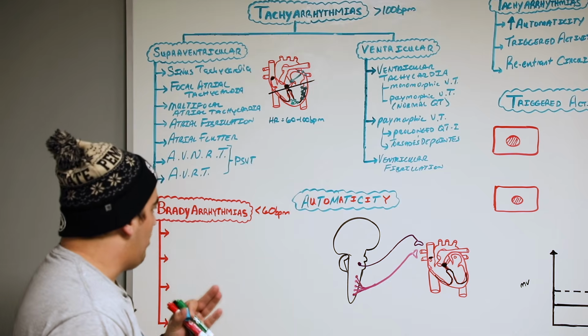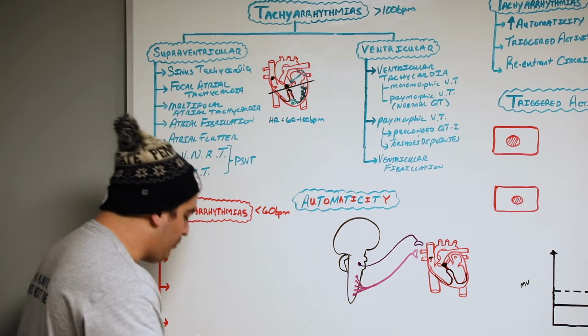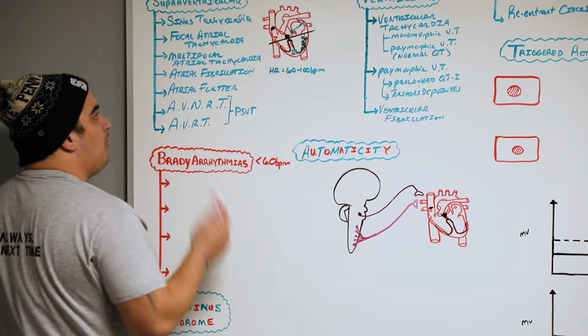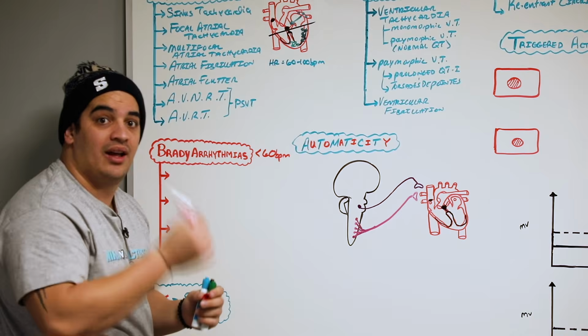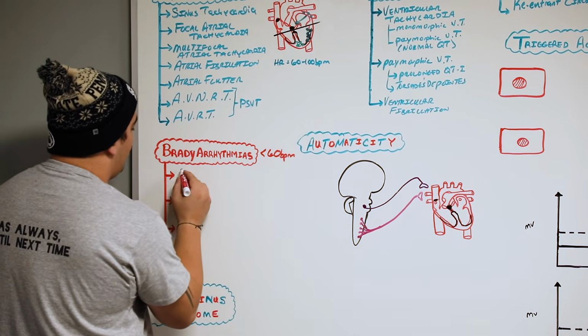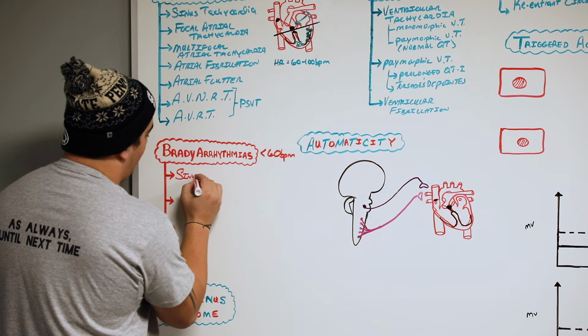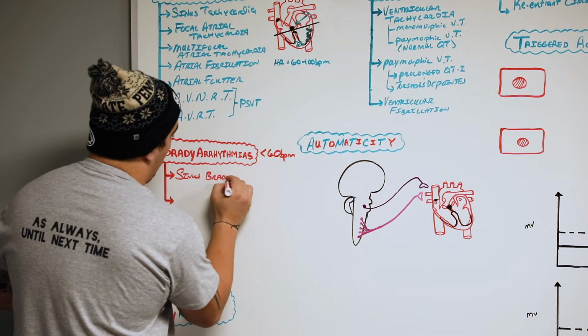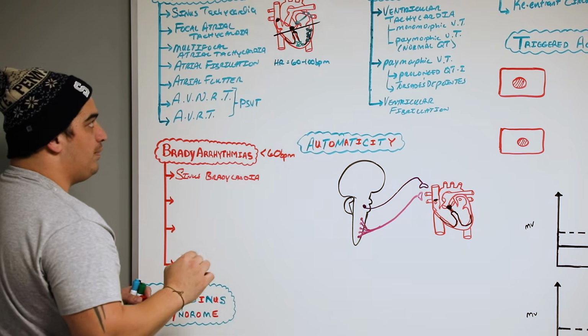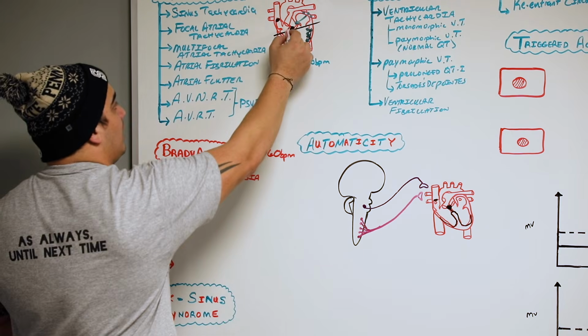The next thing we have to talk about is bradyarrhythmias. Bradyarrhythmias is you're going too slow. We already know that. But again, it could be a problem where the SA node isn't firing fast enough. It's firing too slow. If the SA node is firing too slow, that's referred to as sinus bradycardia.